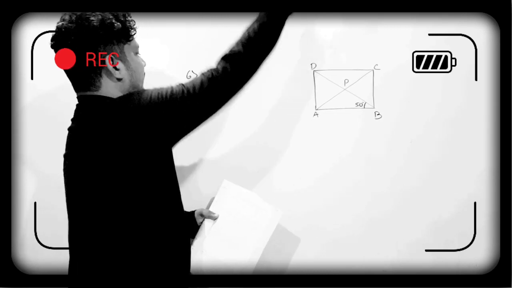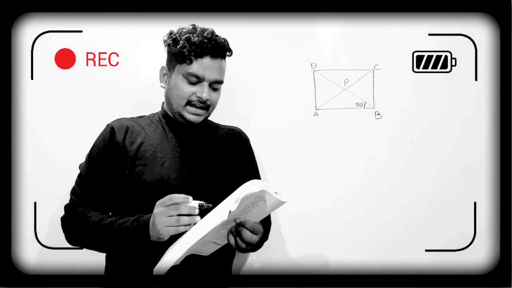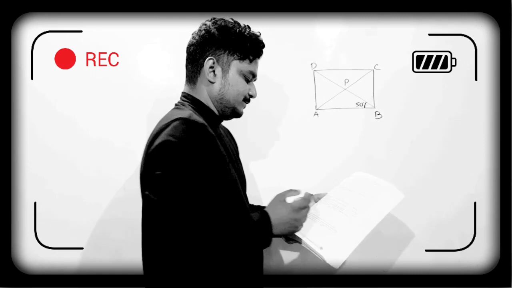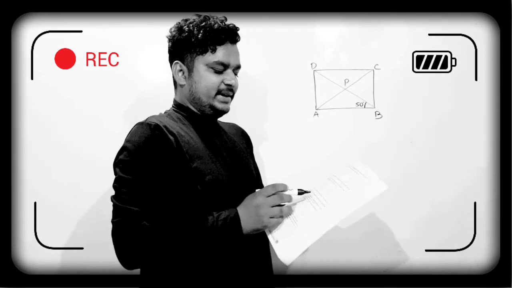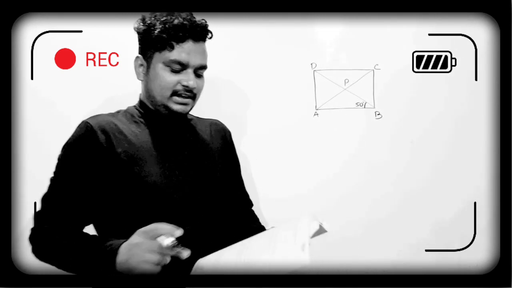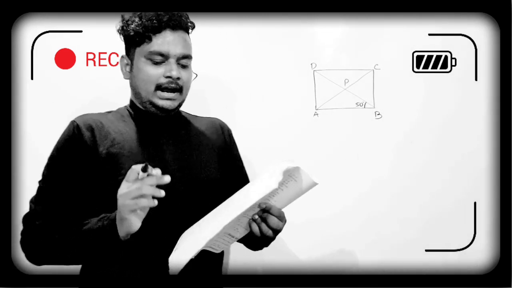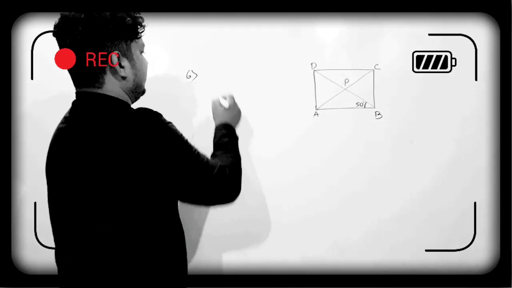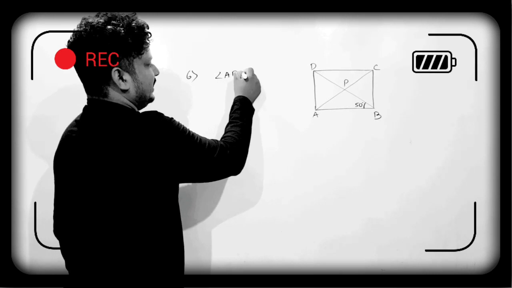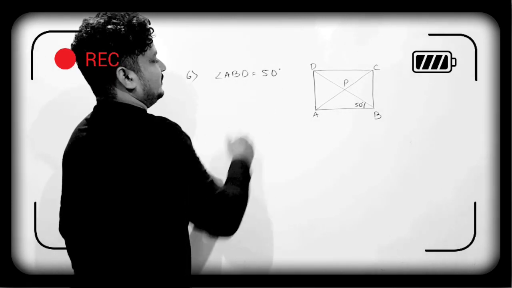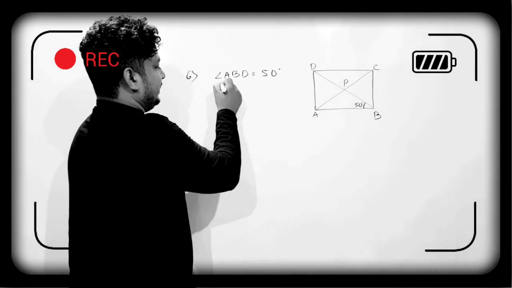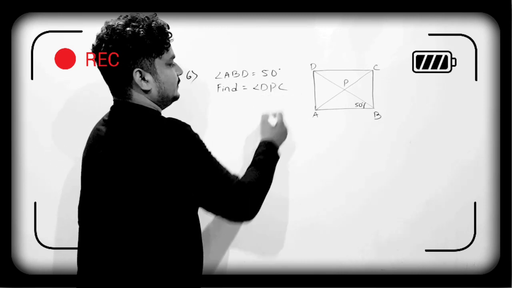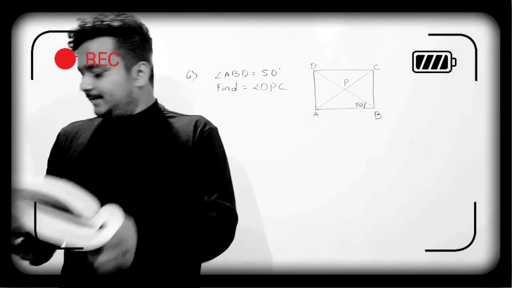Question number 6. In this particular question it is given that ABCD is a rectangle, and AC and BD are the diagonals of this rectangle, and angle ABD is given equal to 50 degrees. Angle ABD equals 50 degrees, it is given in the question. So we have to find angle DPC. Okay, here we have to find angle DPC.